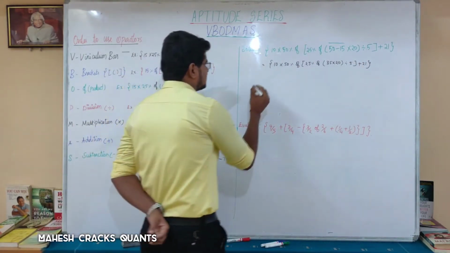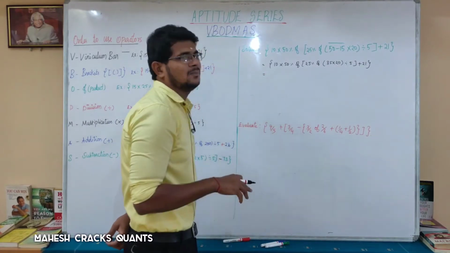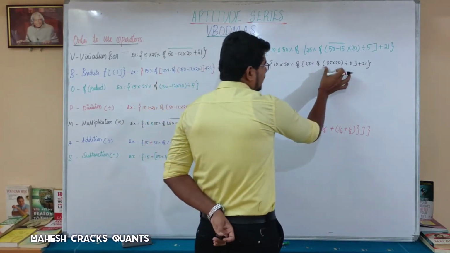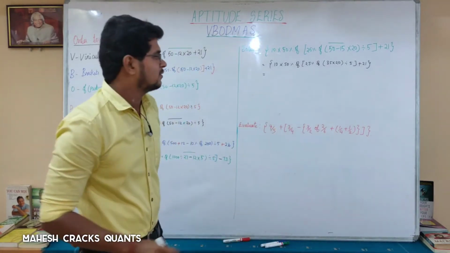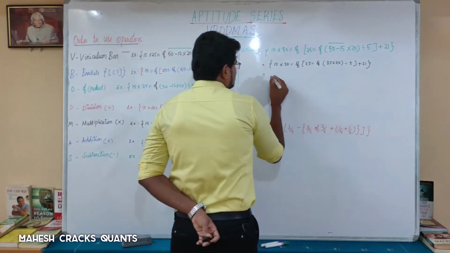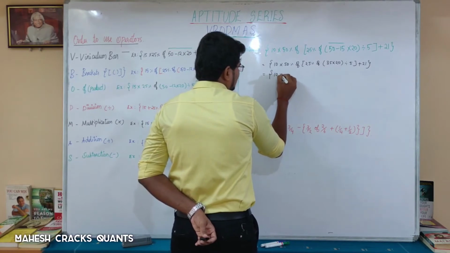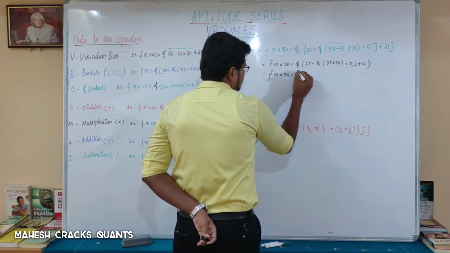What do you have to do next? The next step is to multiply inside this bracket. After that, this bracket should be solved. After that, only the last bracket should be solved. So first this bracket. Inside that, 10 into, again I am writing it.